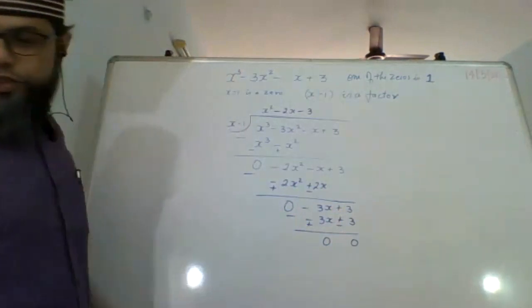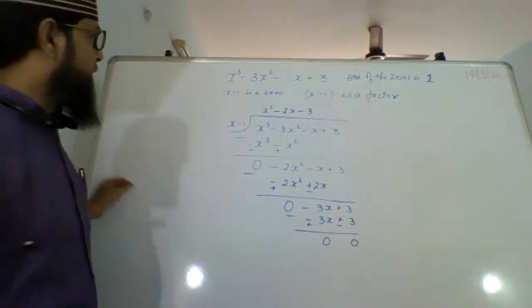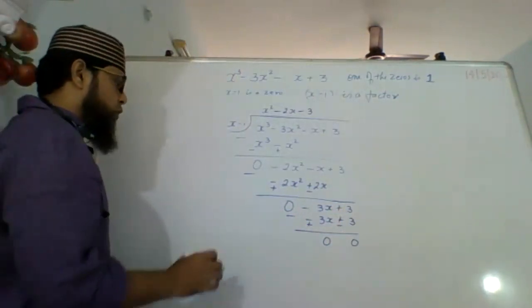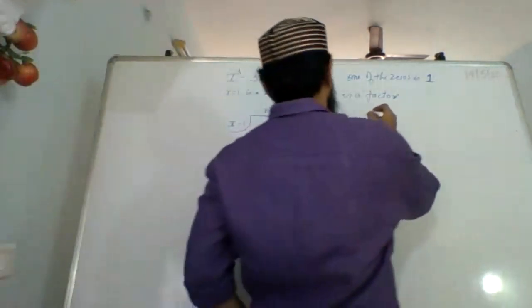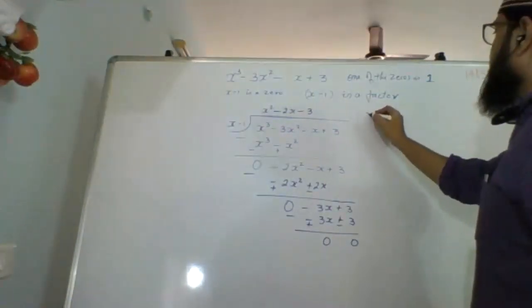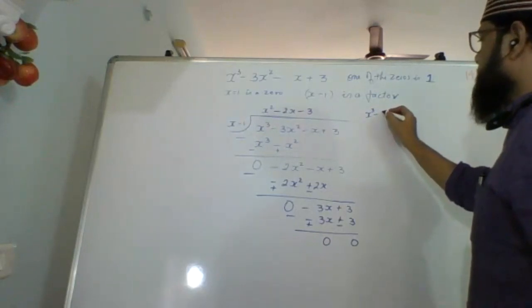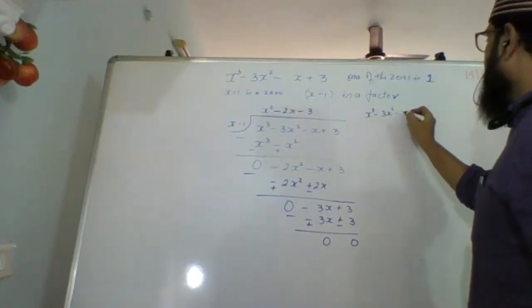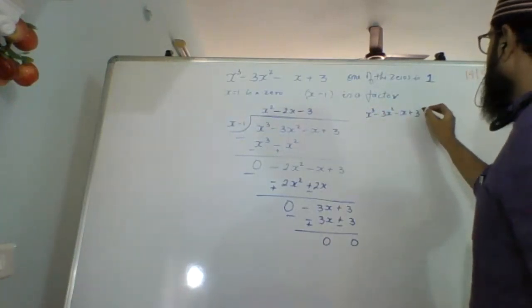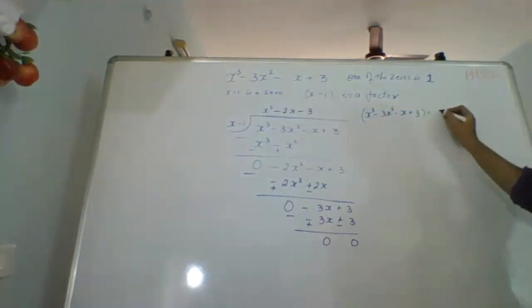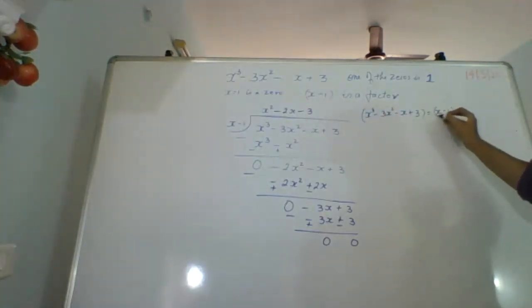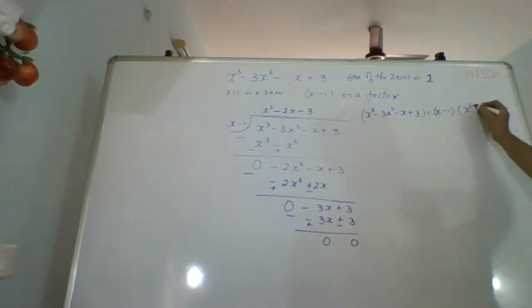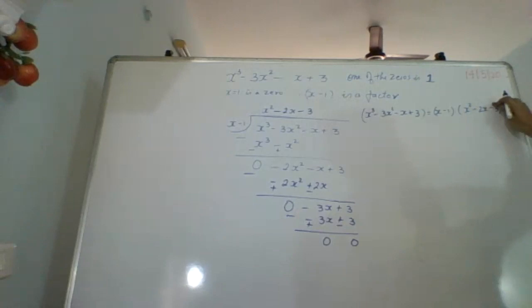Remainder is 0. So we are going to write x cube minus 3x square minus x plus 3 equals divisor into quotient plus remainder. Since it is 0, we don't have to write that remainder.